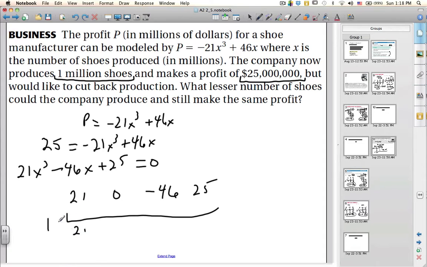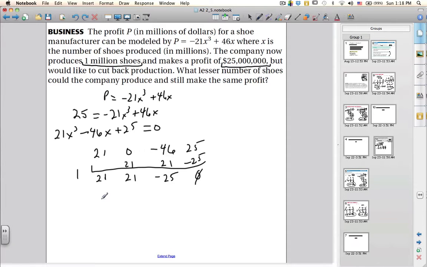21 plus 0 is 21, times 1 is 21. 0 plus 21 is 21, times 1 is 21. Negative 46 plus 21 is negative 25, times 1 is negative 25. And this is 0. Okay, so now if I take a look at this, I have 21x squared plus 21x minus 25 is equal to 0.